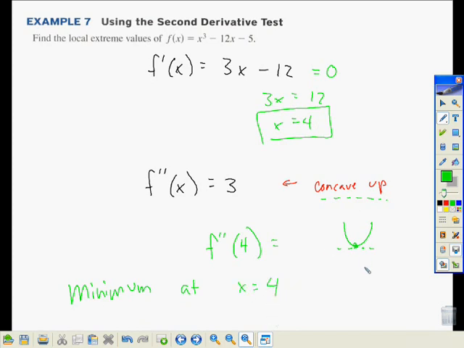And we know that because if it's concave up at that point, then it has to be concave up on both sides of that point. And the only way for that to happen is for that to be a minimum point.